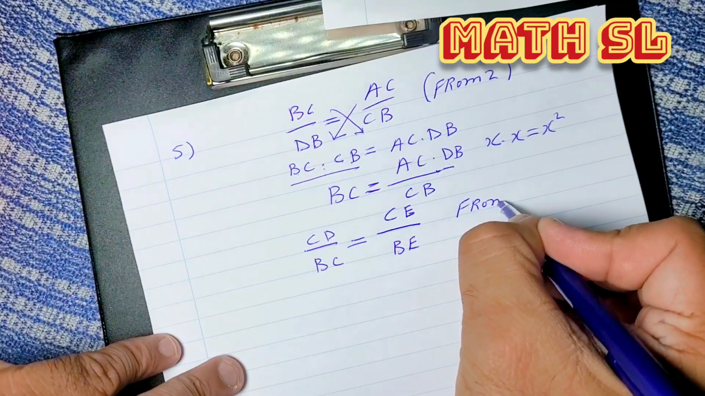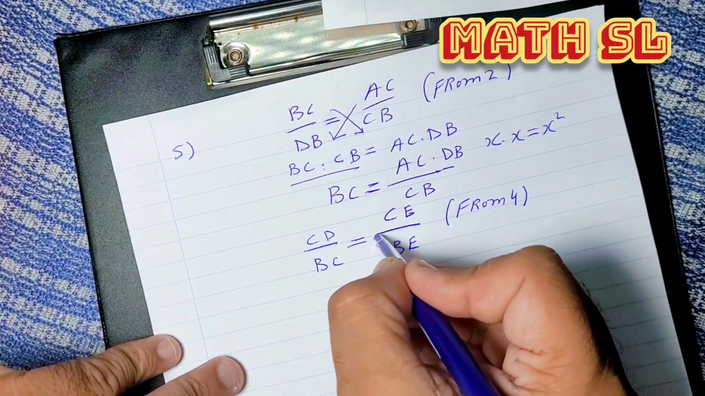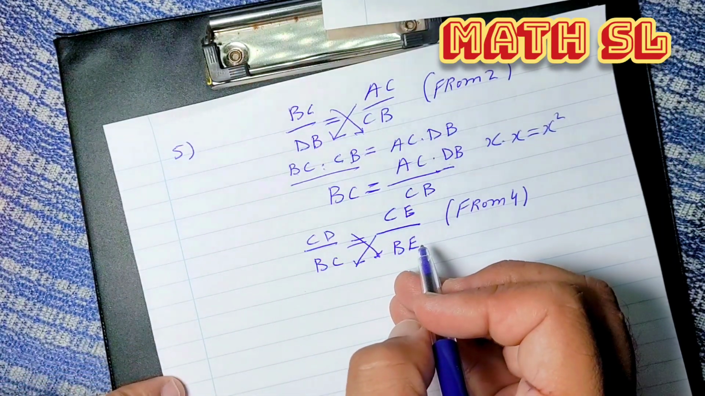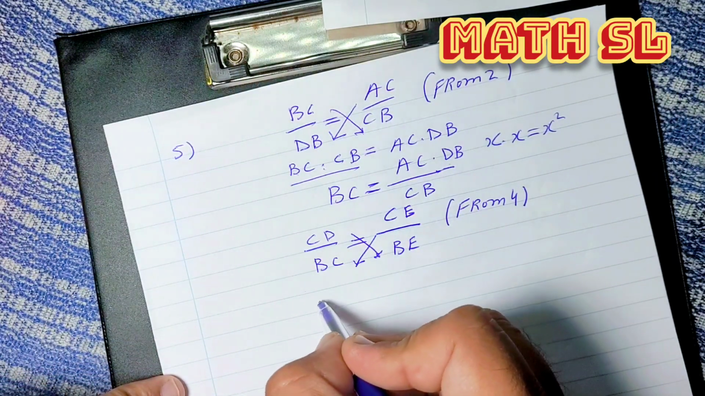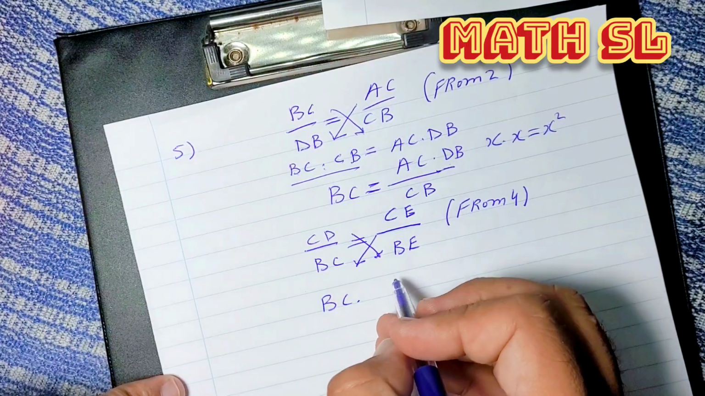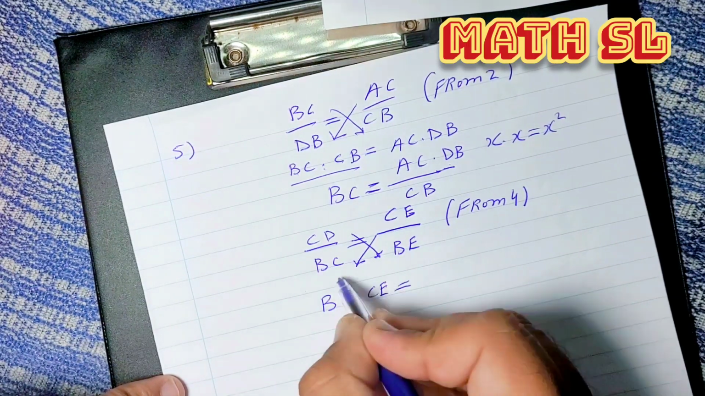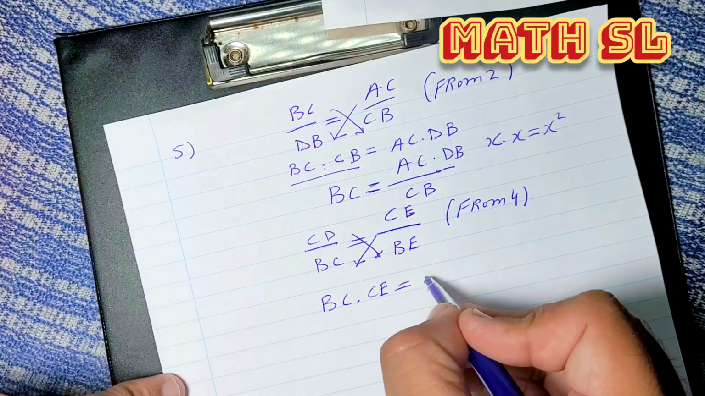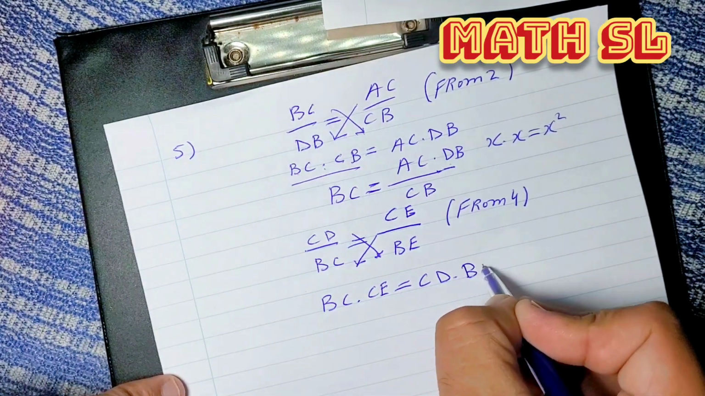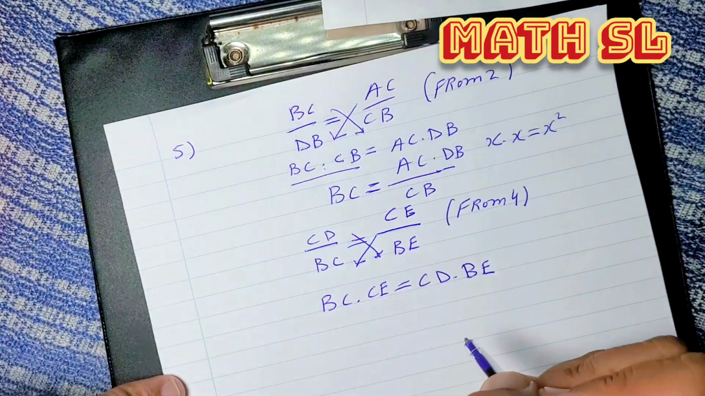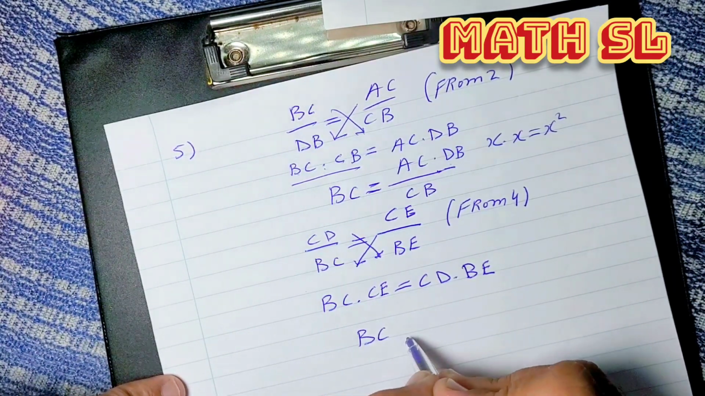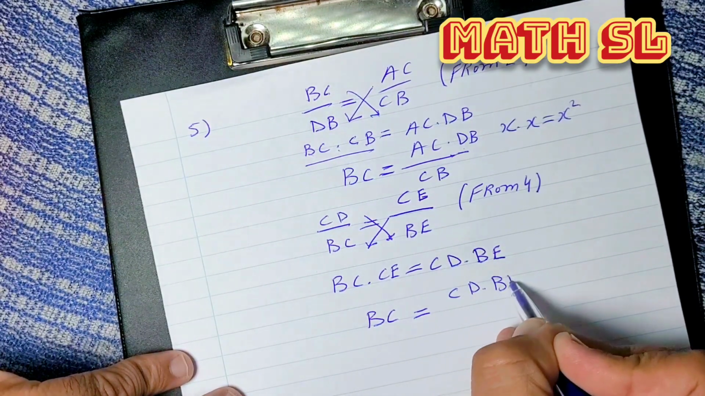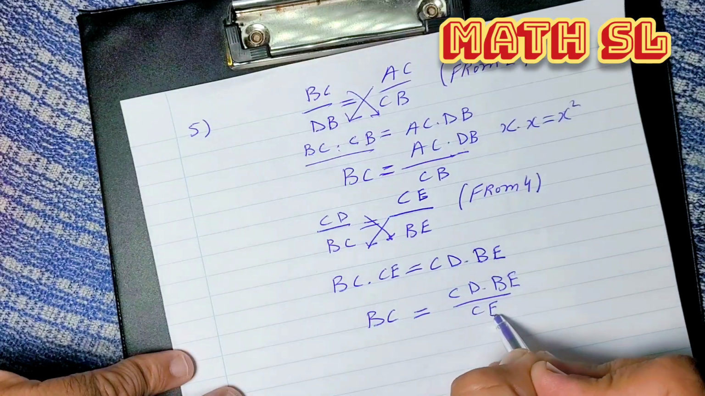From 4. Now cross multiply also. You don't need to show these arrows, only for your understanding. I'm showing you here. So it's going to be BC times CE is equal to these two, CD times BE. You can add this one first or that one, doesn't matter. So we isolate BC again. The BC is going to be CD times BE over CE.